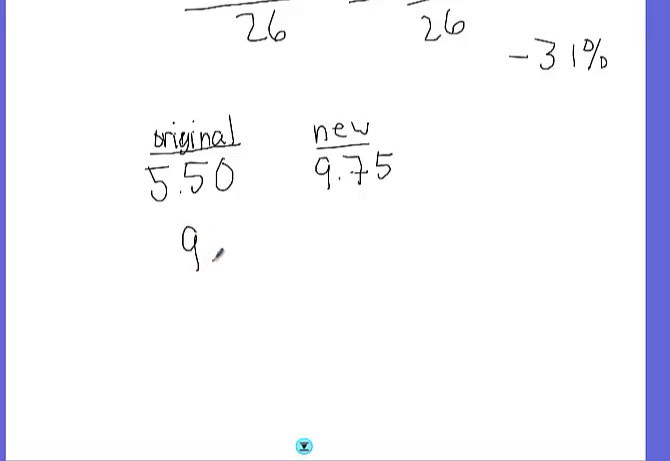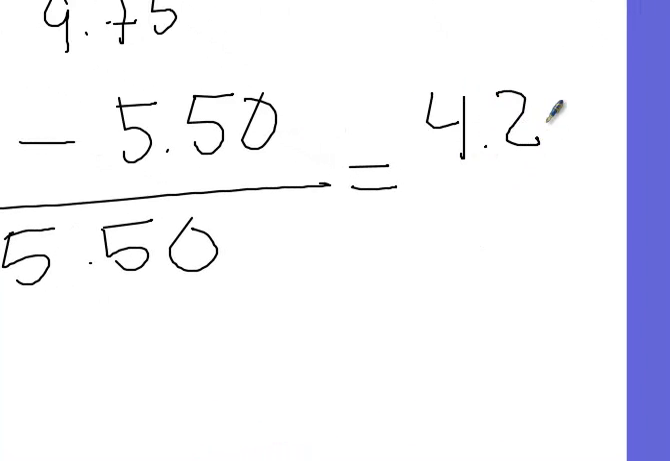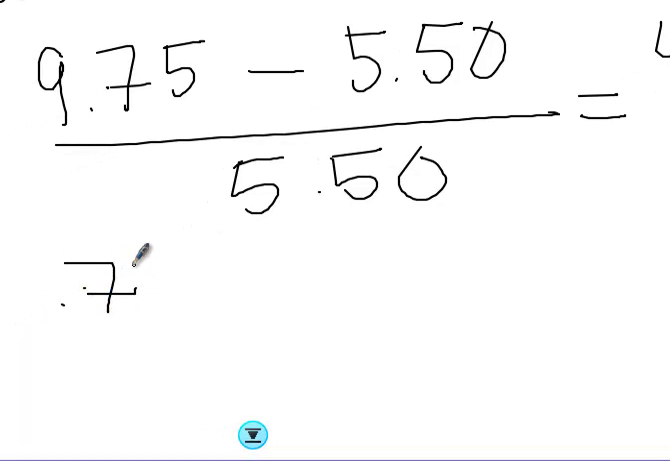So again, you're going to take $9.75 because it's your new price. Subtract the original. Oh, wait, I'm writing the word original. I should be writing 5.50. And divide that by 5.50. All right. So 9.75 minus 5.50 comes out to 4.25 over 5.50, which is going to give us a total of 0.77, or that's equal to 77%.